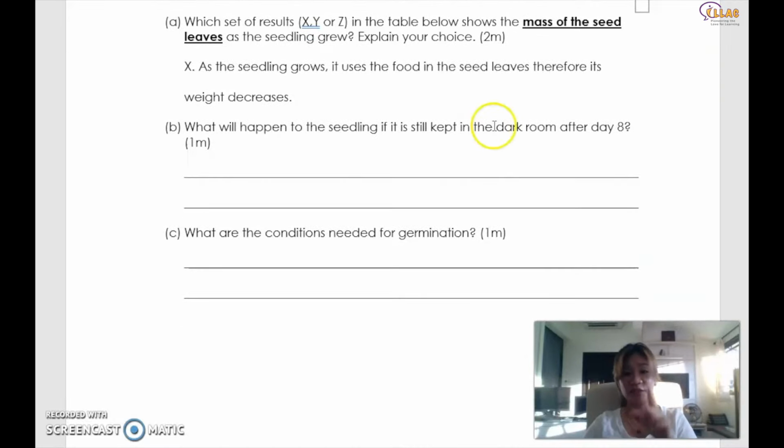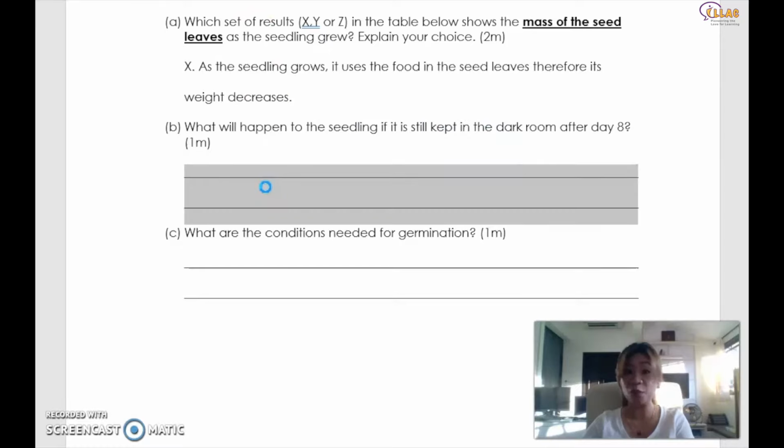Therefore, this question is testing you on your knowledge of that. What will happen to the seedling if it is kept in the dark room? Your answer might be it will die. So you can say that it will wither, it will die. That will be the only answer that is required because they did not ask you to explain why.